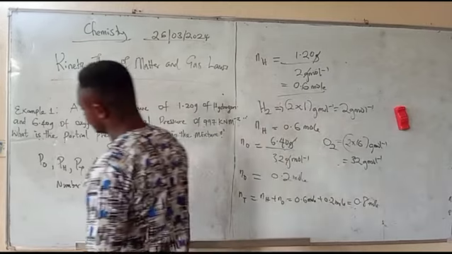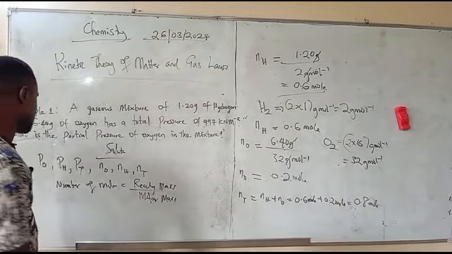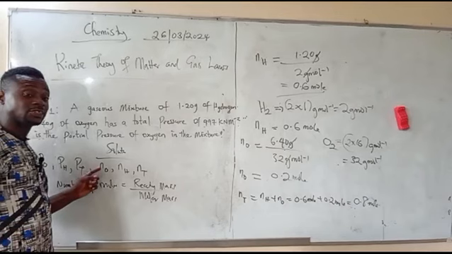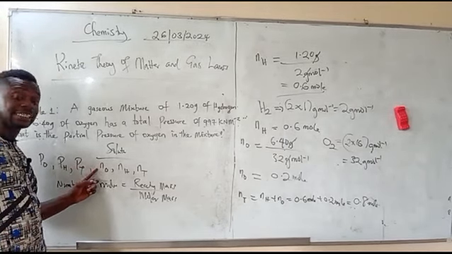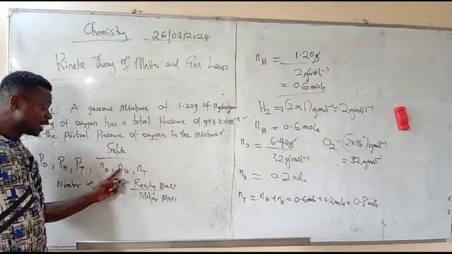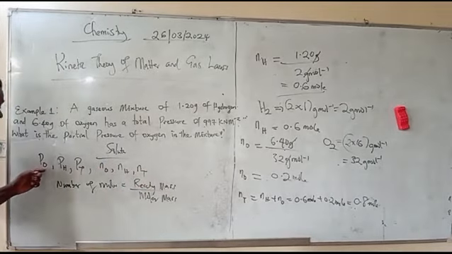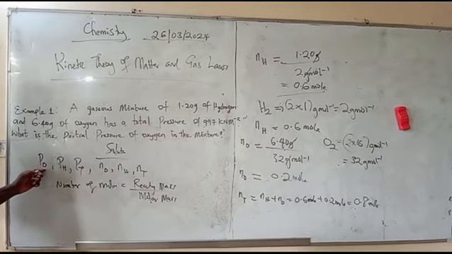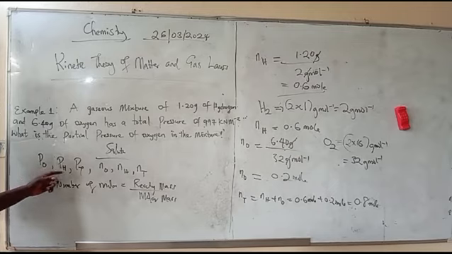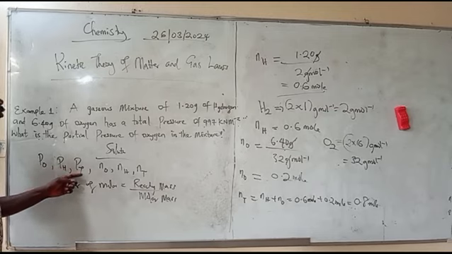The pressure of oxygen is what we were asked, right? We were not asked the partial pressure of hydrogen, so let us not bother ourselves with that. We are given the total pressure, so we can find the partial pressure of oxygen.